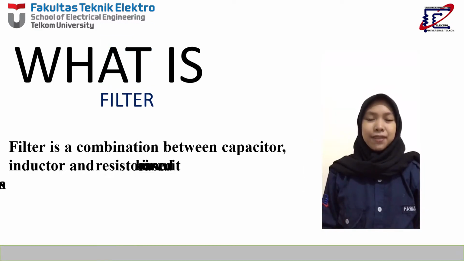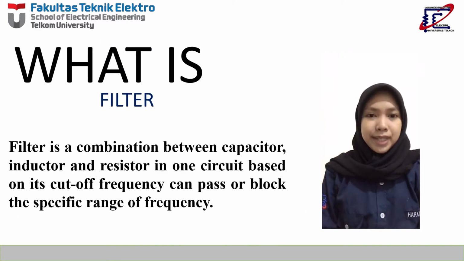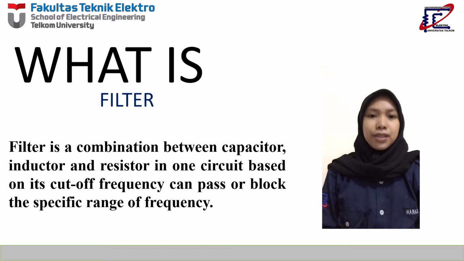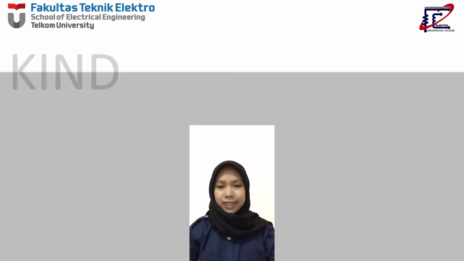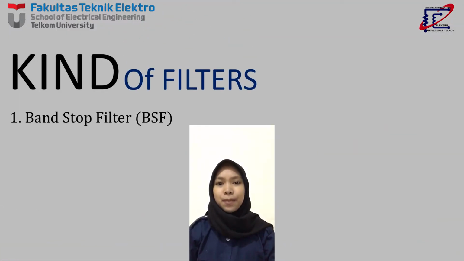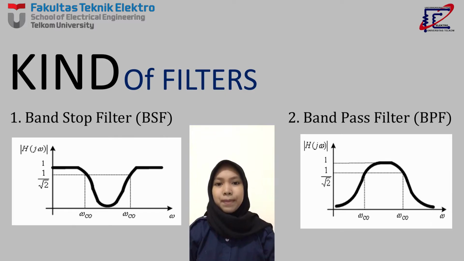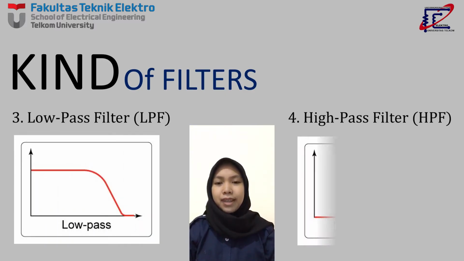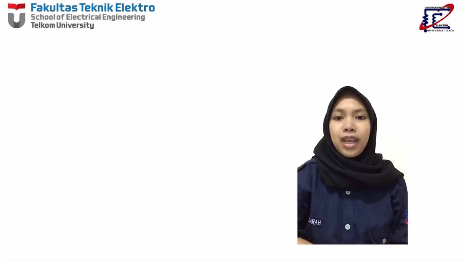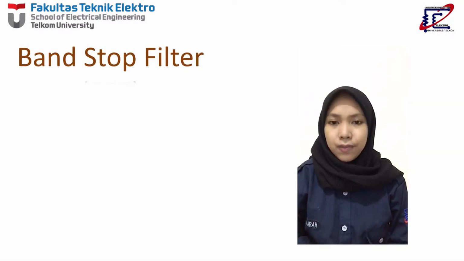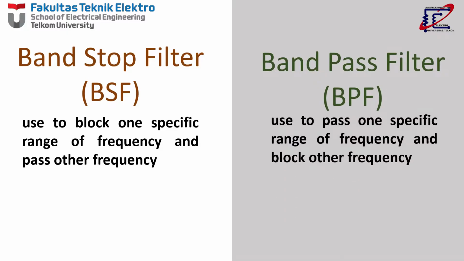So, what is a filter? A filter is a combination of capacitor, inductor, and resistor in one circuit that, based on its cutoff frequency, can block or pass a specific range of frequency. Kinds of filters: the first is band-stop filter, the second is band-pass filter, the third is low-pass filter, and the fourth is high-pass filter. What is the difference between band-stop filter and band-pass filter?